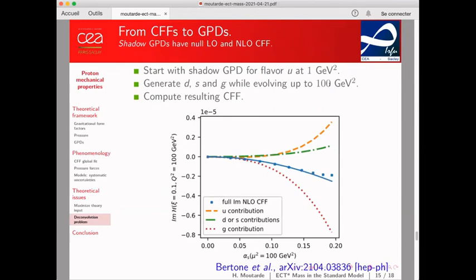Here, to give you a quantitative example, we call these GPDs shadow GPDs because they are there, but we do not see them. We see their shadow on the data. So we start with a shadow GPD for the flavor u at 1 GeV squared, which means that by construction it has zero CFF at leading order and next-to-leading order and zero PDF at 1 GeV squared. Now we evolve it up to 100 GeV squared using evolution in x space. We generate d, s flavors and gluon contributions all the way along through evolution, and we compute the resulting Compton form factor.